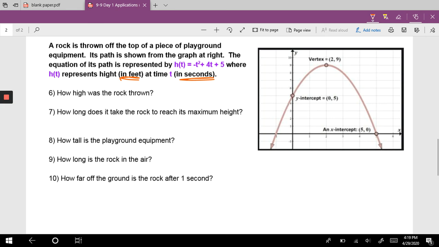How high was the rock thrown? So we know that is dealing with our vertex. And again, we've got to think about which part of the vertex it is. Is it the x value, which is axis of symmetry, or is it the y value, which is 9? It would be our y value, that's the height. So this would be 9 feet.